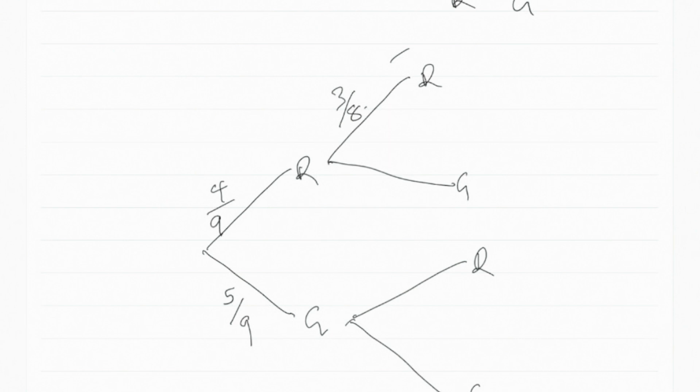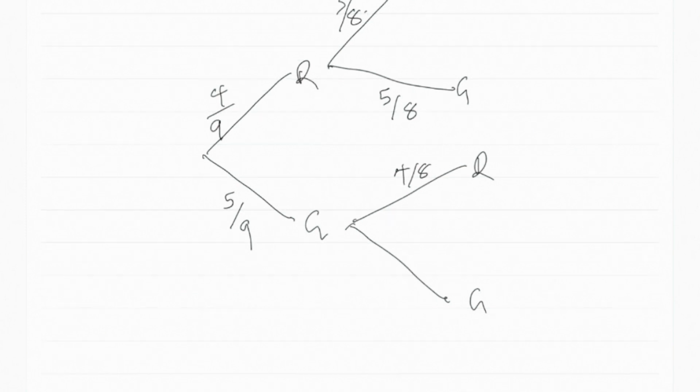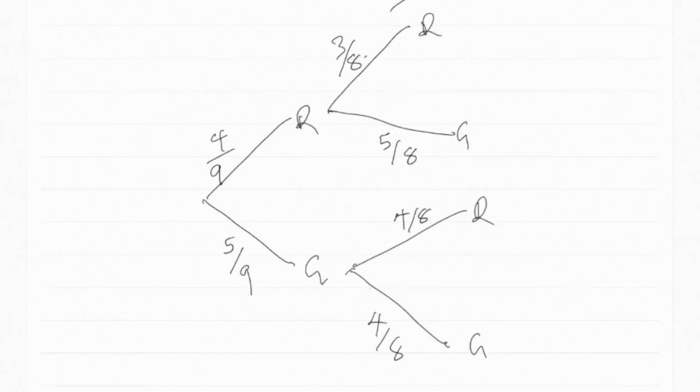The same goes if we are to pick green in our second picking, we're going to have 5 over 8. And if we move on, again, if we are to pick the red pen there, we are going to have 4 over 8. And finally, if we are to pick the green also there, we're going to have again 4 over 8. I hope that settles well with you out there.